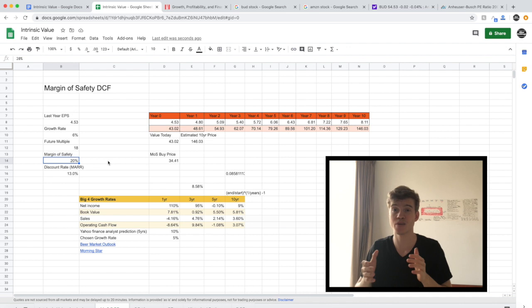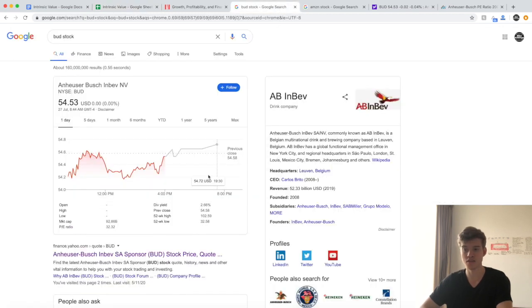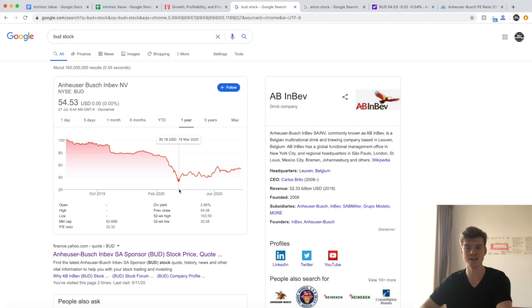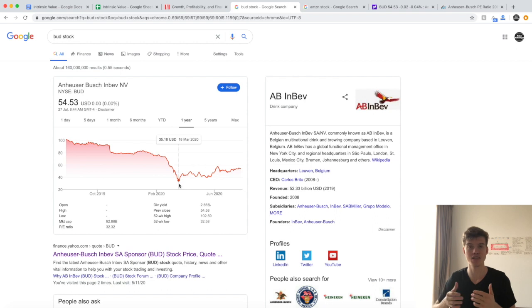But Phil Town does recommend a 50% margin of safety. However, in this case, if I was to use a 50% margin of safety, I would only be able to buy AB InBev at around a price of $21. If you look in the past, the lowest it's really gone to recently is around $35. The probability of it going to around $21 is very low. That's what happens when you choose a higher margin of safety. The price you can buy it at is a lot lower. And the problem with this is that potentially you will never actually see the company get to that margin of safety level, so you'll never actually end up buying it. That's why it can be a problem if you're being too conservative with your estimates.